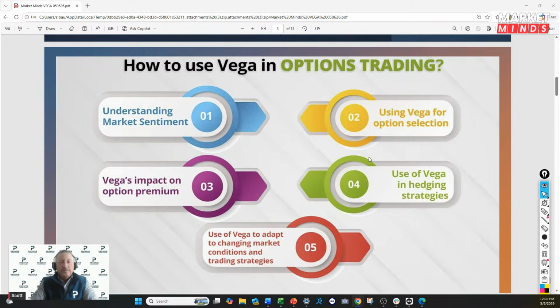We talked a little bit about it yesterday, how it correlates with implied volatility, that the Vega component shows us how much the price of an option is going to move when implied volatility moves 1%. So besides that, what does Vega really tell us?